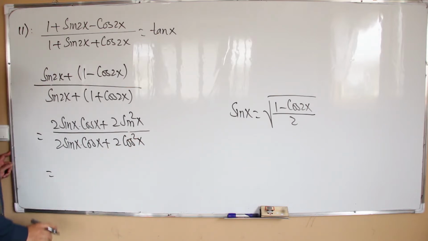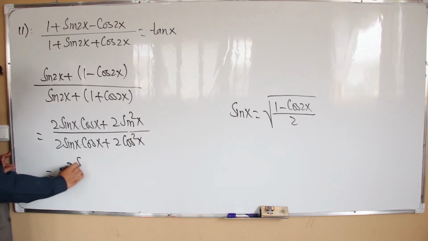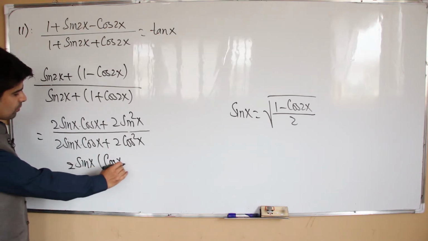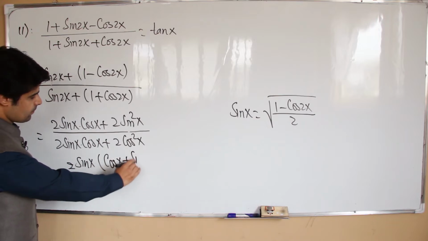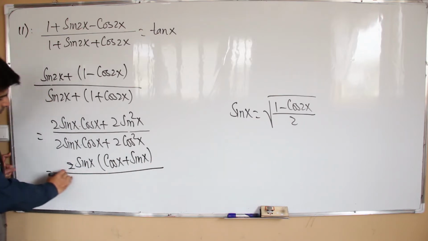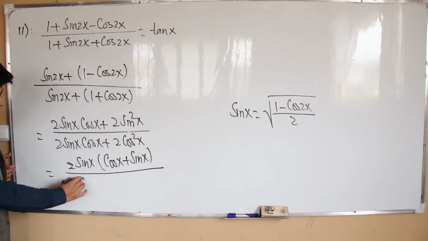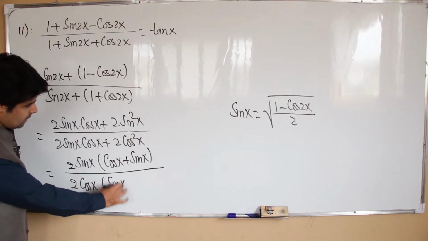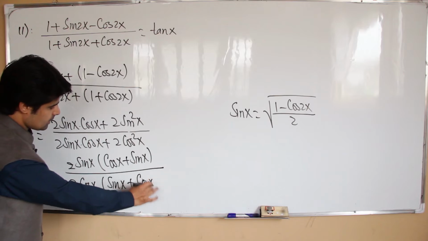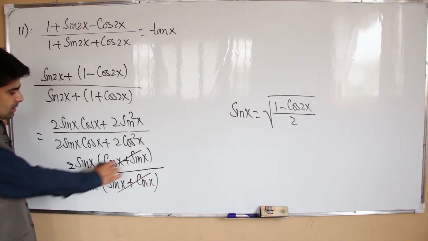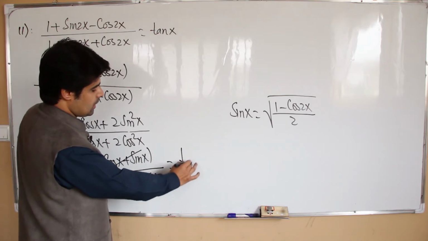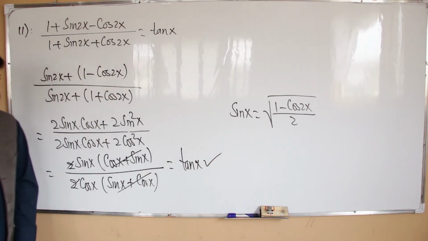Now what do you have as a factor? I think 2 and sine x in the numerator. So what remains? Cosine x plus sine x. In here also we have 2 cosine x as a factor. So sine x plus cosine x remains in the bracket. This is cancelled. This is also cancelled. Sine by cosine, I think tangent. Write it please.